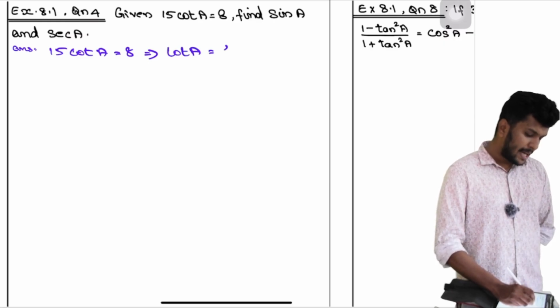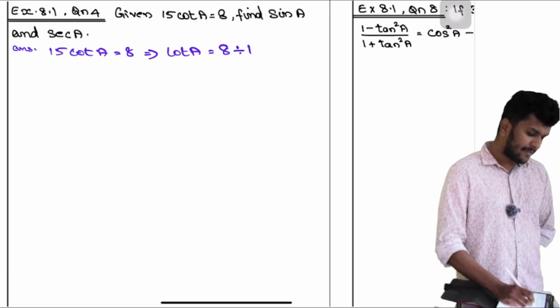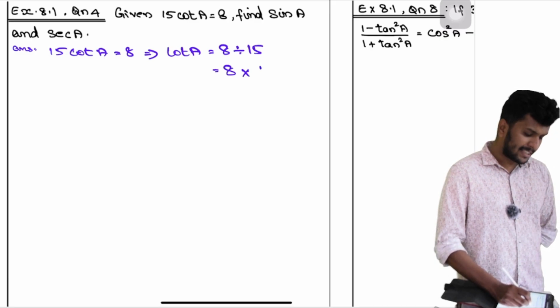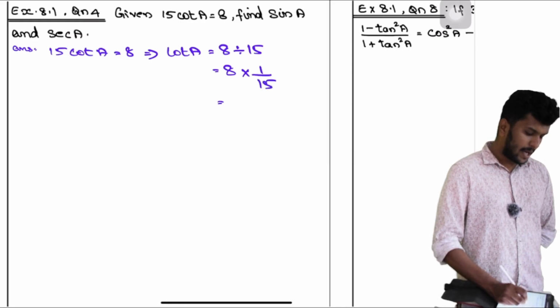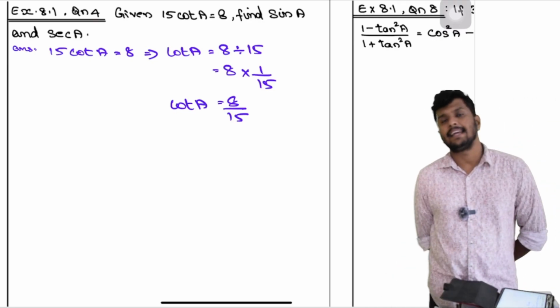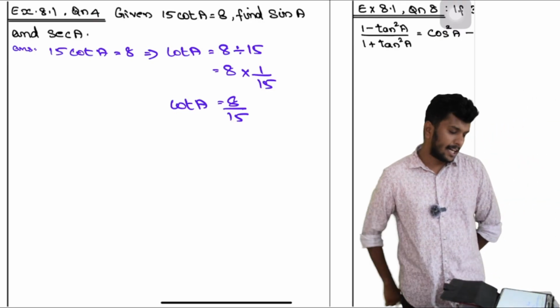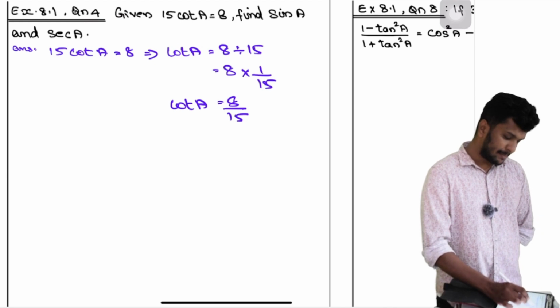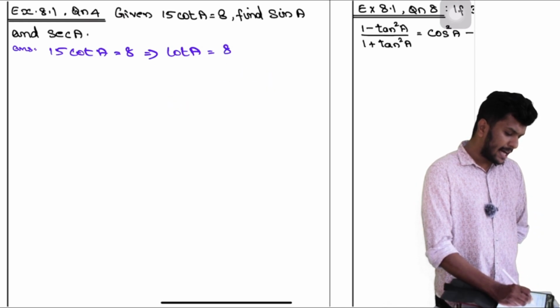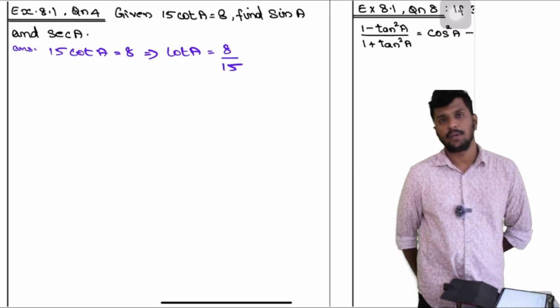Cot A is equal to multiplied by 15 becomes divided by 15. So 8, division sign by 15 becomes multiplied by reciprocal 1 by 15. So 8 by 15. So what you have? Cot A equals 8 by 15. Actually, no need of these steps. You can directly write cot A is equal to 8 by 15. This is what you need to do.